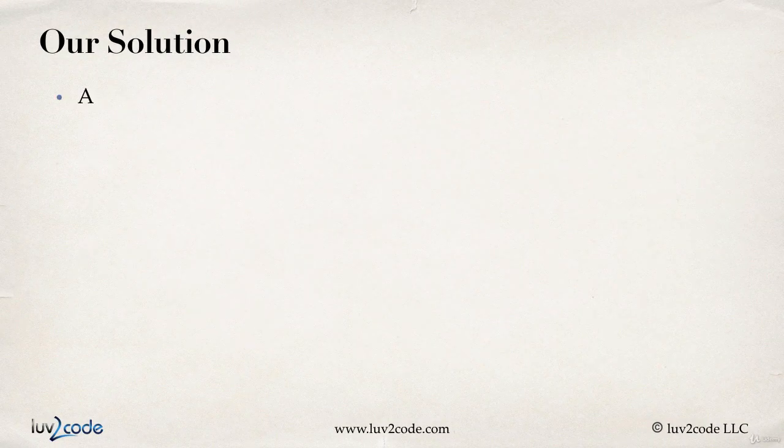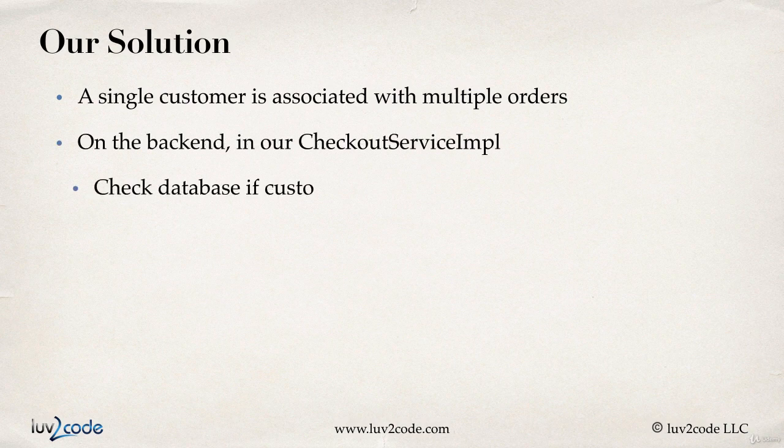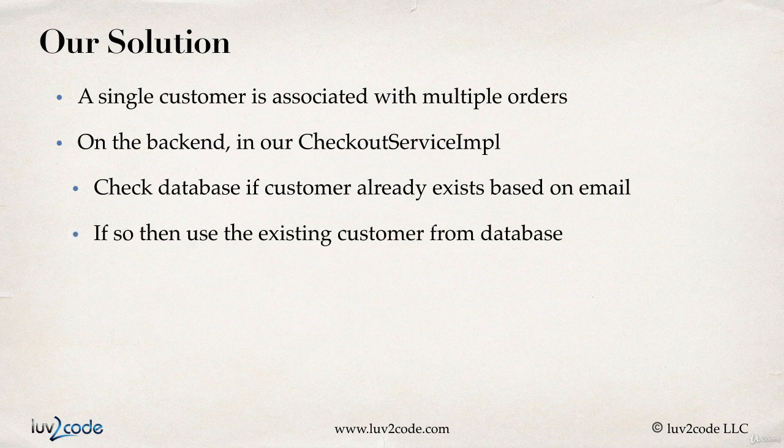So for our solution, we'll have a single customer who's going to be associated with multiple orders. What we'll do is check the database to see if the customer already exists based on their email address. If so, then we'll use the existing customer from the database, else we have a new customer.